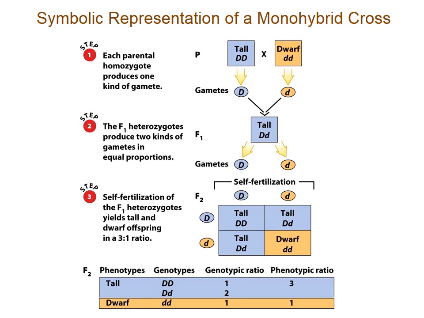Okay, so now when the F1s either self-fertilize or you cross different F1s, what kind of gametes can this individual produce? It can produce eggs or sperm, right? Some sperm have a big D, some sperm have a little d, some eggs have a big D, some have a little d, right? And in what proportion are they going to generate that? How many big D's compared to little d's is that individual going to produce in its gametes?